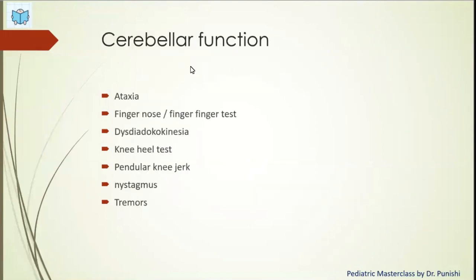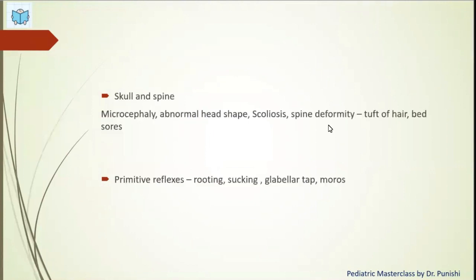The cerebellar functions, you look for ataxia, finger nose, dysdiadochokinesia, knee heel test, pendular knee jerk, etc. So when you have ataxic CP where you have involvement of the cerebellum, you will have impairment of these functions of the cerebellum. You look at the skull and spine for microcephaly, abnormal head shape, any scoliosis, spinal deformity, tuft of hair, bed sores, etc.